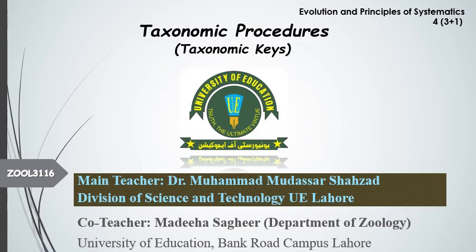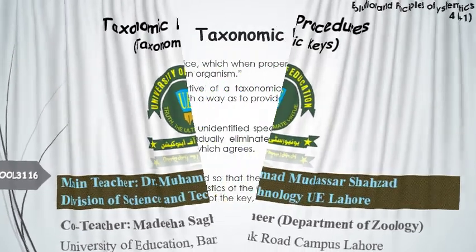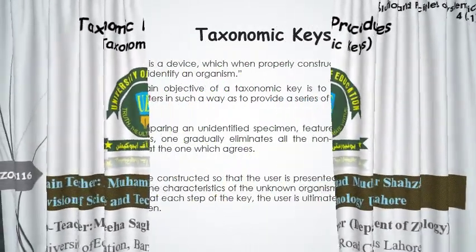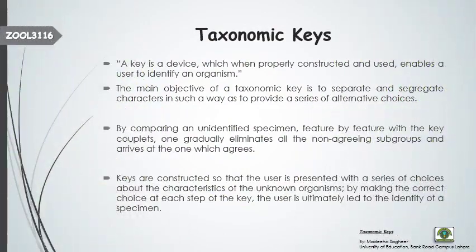Keys are basically, if I speak broadly or in general terms, keys provide a solution to something. Keys unlock our locked problems. So taxonomic keys definitely resolve the taxonomy of the particular specimen. Okay, the taxonomic keys. Let's have a proper definition of the taxonomic keys.